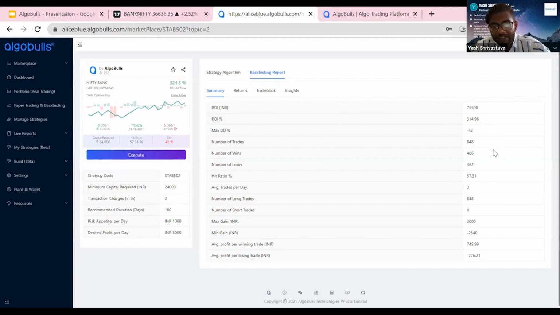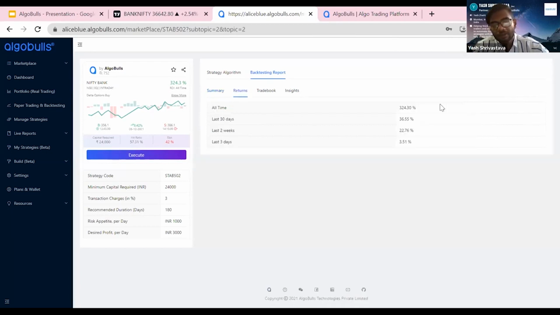Number of trades taken, number of winning trades, losing trades, hit ratio of the strategy, average trades taken a day are 3, number of long trades are 848, and number of short trades are 0. The maximum gain the strategy has given you is 3,000 rupees, and the maximum loss was 2,540 rupees, and average profit and average loss on a daily basis is 745 to 776.